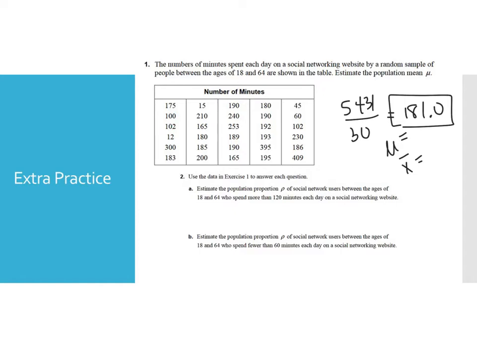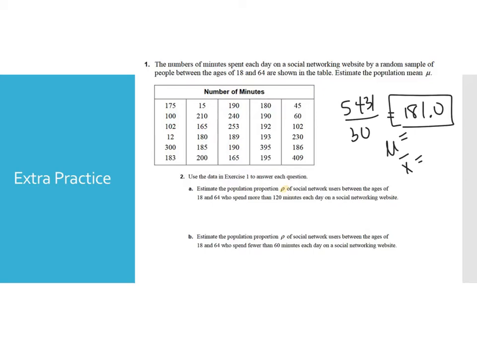Moving on to number 2, use the data from exercise 1 to estimate the population proportion, which we're going to use the Greek symbol rho for, in case you didn't know what that was. That's not a P actually, that's a rho. We want the proportion of social network users between the ages of 18 and 64 who spend more than 120 minutes each day on a social networking site. What we're doing is taking our sample and projecting it to the whole population.